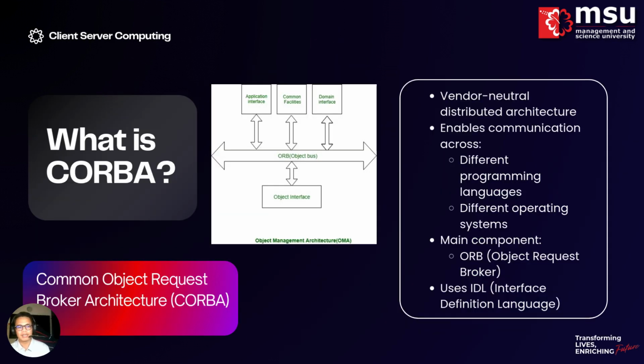So moving on to the next part, which is Corba. So what is Corba? Corba stands for Common Object Request Broker Architecture, which is a vendor neutral distributed architecture. It also enables communication across different programming languages and different operating systems. One of the main components of Corba is ORB, which means Object Request Broker. It can also be derived from the meaning of Corba. It also uses IDL, which stands for Interface Definition Language.